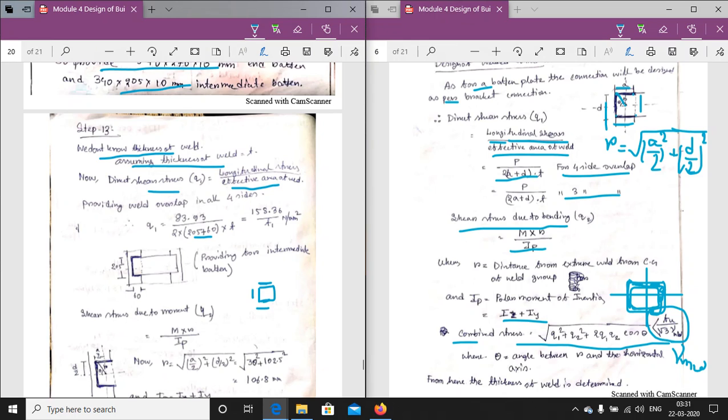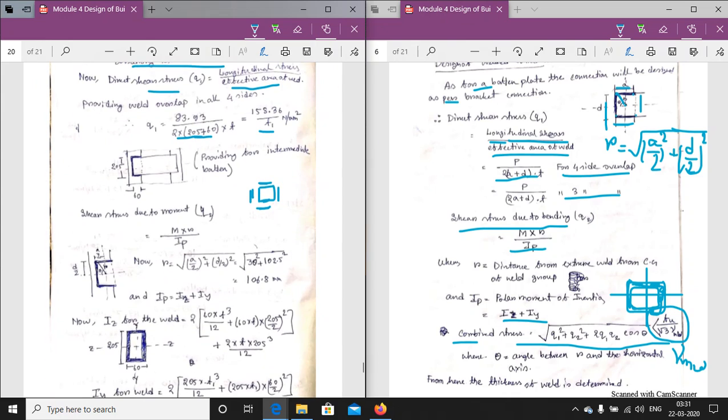This is 60, this is 60, this is 205, this is 205. The total is the value of that into T. We do not know the value of T, so we put in the value of T. Now providing for the intermediate batten.